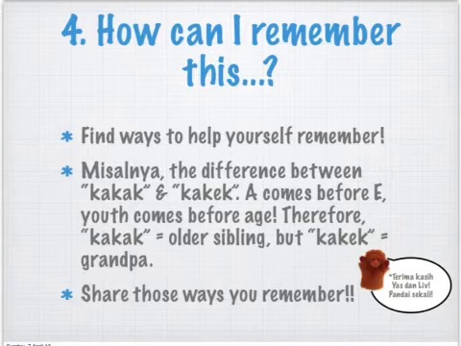Some general tips and hints. How can I remember this? Well, you've got to find ways to help yourself remember. For example, some people find it easier to remember things like the difference between kakak and kakek. A comes before E, youth comes before age. Therefore, kakak is older sibling and kakek is grandpa.